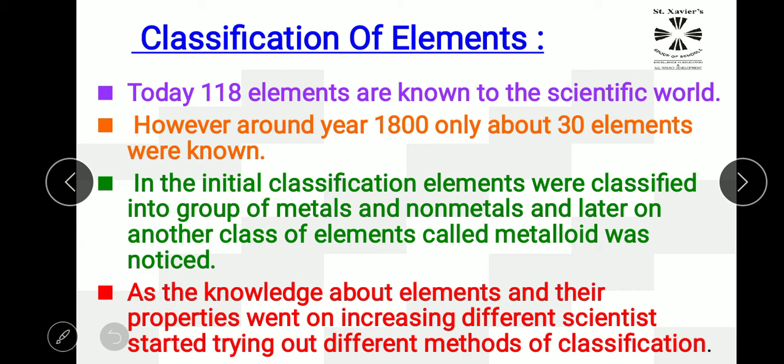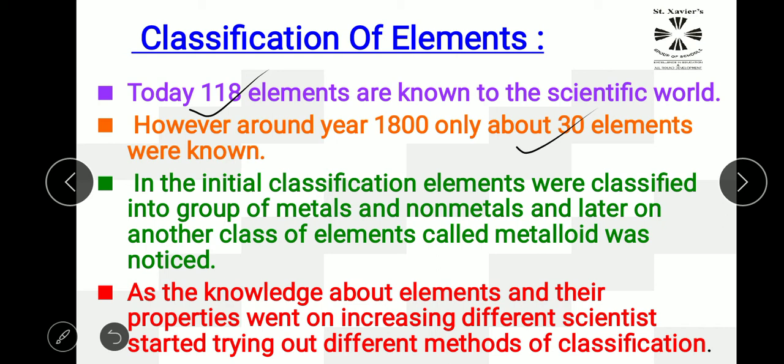And next we are going to learn the classification of elements. We are going to start the chapter now, students. I have answered all the questions which were given at the start. Now we continue with the classification of elements. Till today, we know 118 elements in the scientific world, students. However, around the year 1800, only about 30 elements were known.